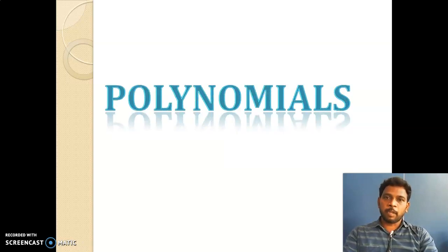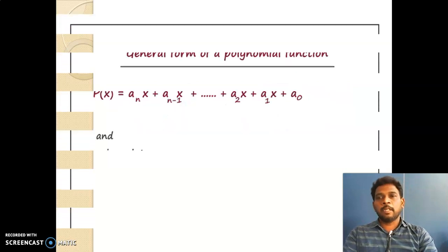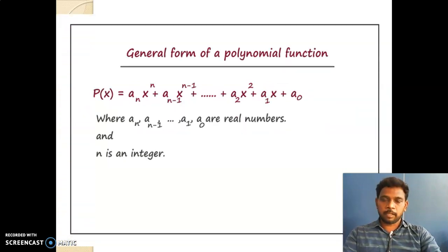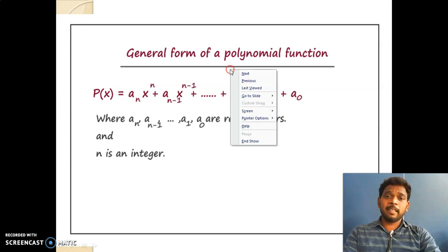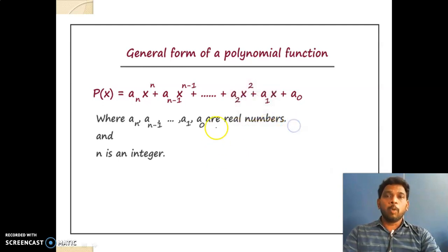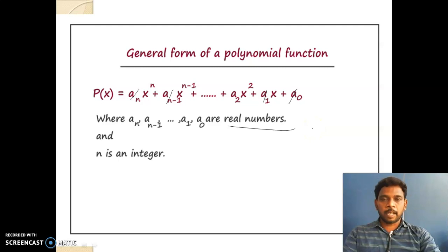So we are seeing the topic polynomials. First one, the general definition of the polynomial, we already know that. How can we say the given expression is a polynomial? According to the power of the variable, if the expression contains only whole numbers in the power of the variables, then that expression is said to be a polynomial, otherwise not. And these coefficients a, a1, a2, a3, etc., are all real numbers. So what is a real number? It is a combination of rational and irrational numbers.